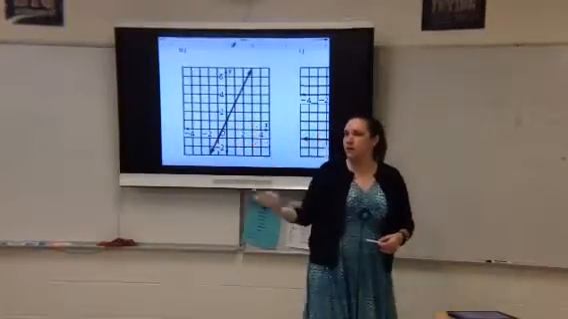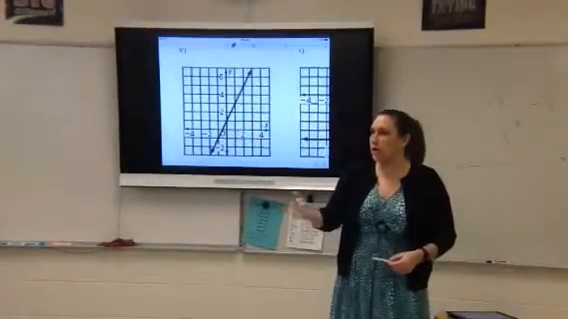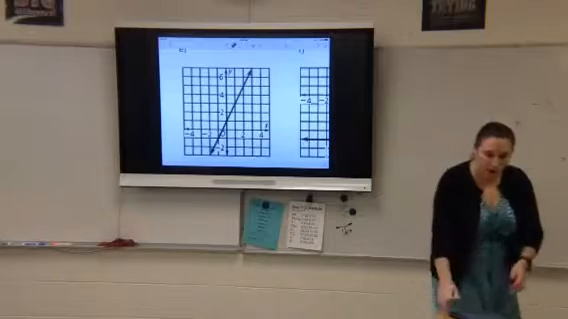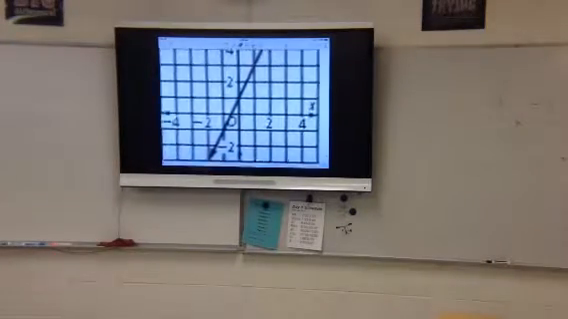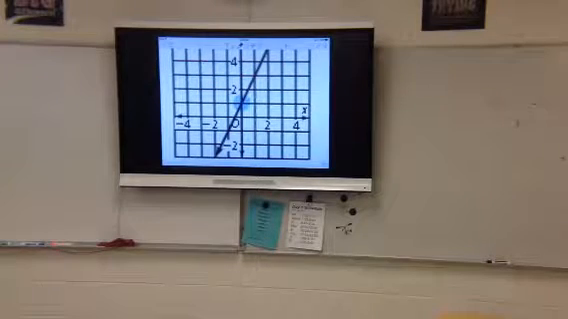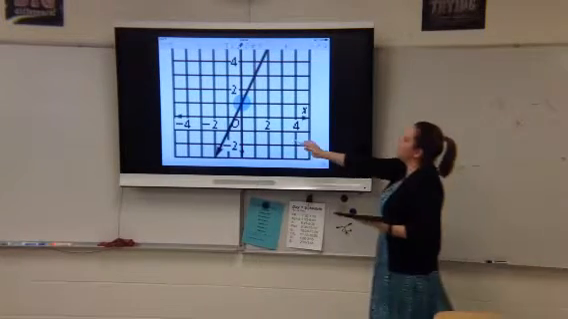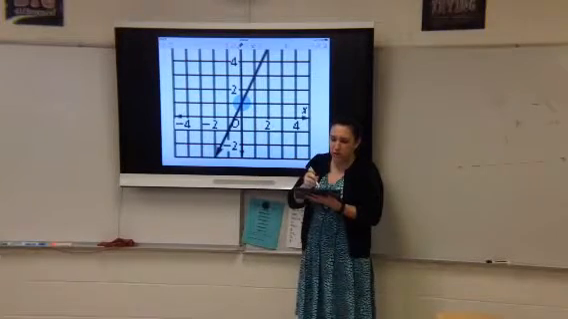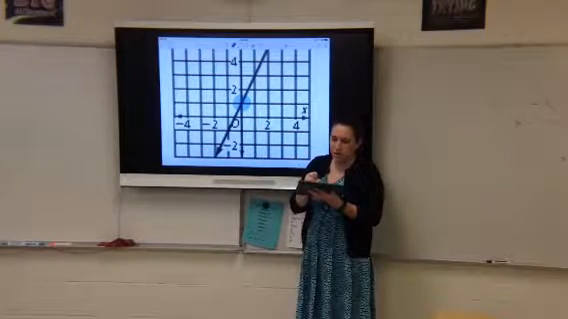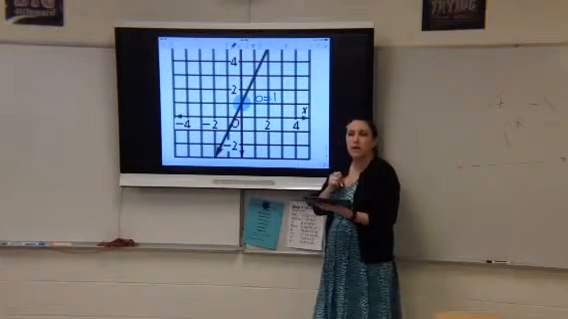We need to find b, and we need to find our slope. Okay, so let's start with b. Where does this start? Where is this crossing my y-axis? It looks like 1, right? If we're looking here, this would be 0, 0, our origin. So it's starting at 1. Okay, so that's your b value. So b equals 1. Is everybody okay with that?